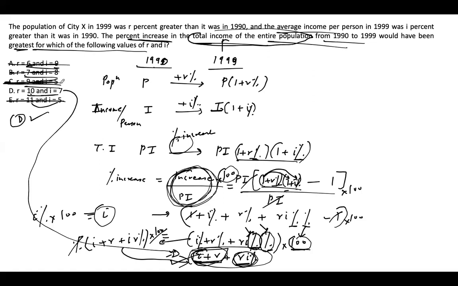Yes, I also got the same answer, but I was not solving in this zone. How did you get it then? The way I did it, we took the initial equations as 1 plus r percent and 1 plus i percent.